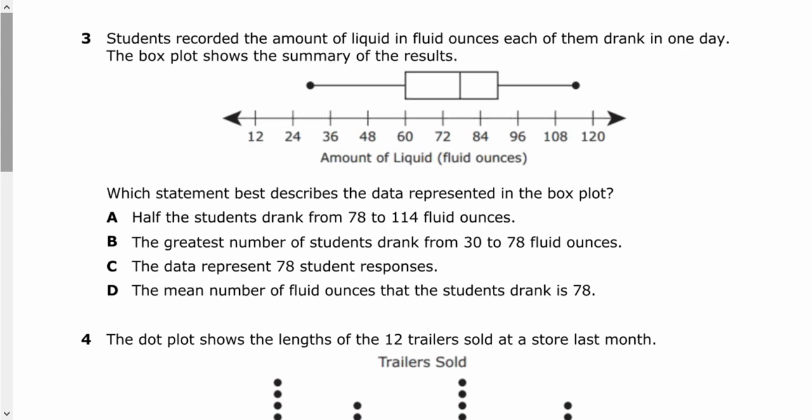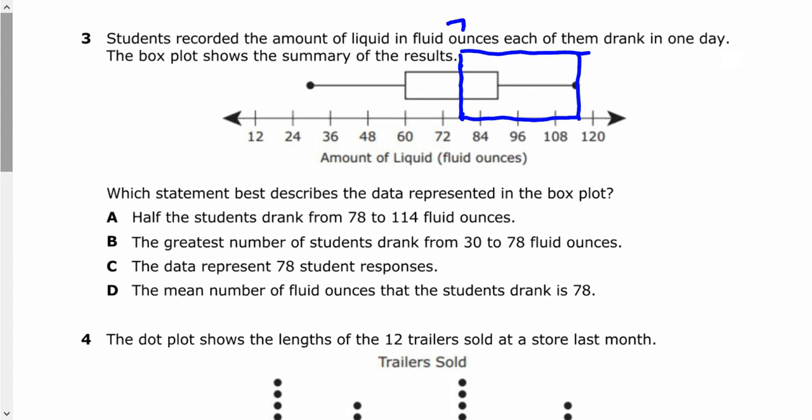Number 3, students recorded the amount of liquid in fluid ounces each of them drank in one day. The box plot shows the summary of the results. Which statement best describes the data represented in the box plot? Half the students drank from 78 to 114. If I want to know if half drank from 78, we're looking halfway. Well, I know in a box plot that this is my halfway point, so we should be talking about this part of my graph.